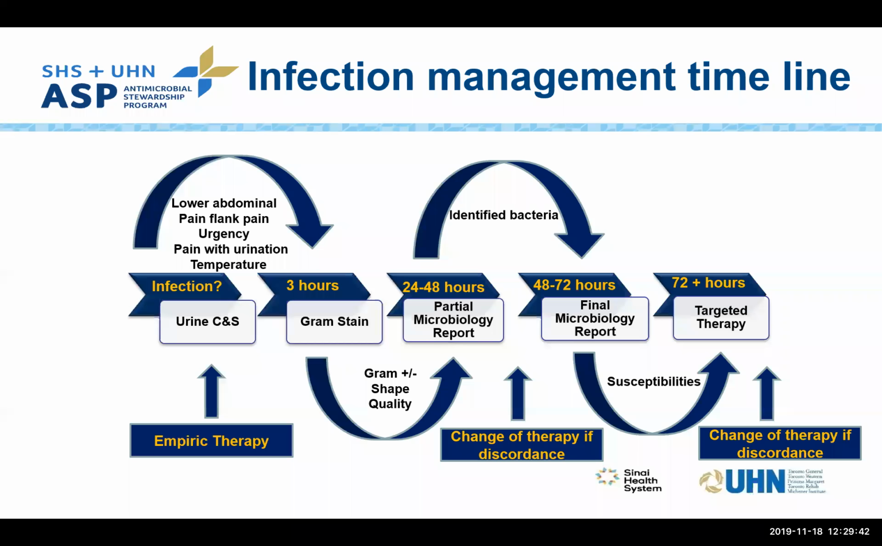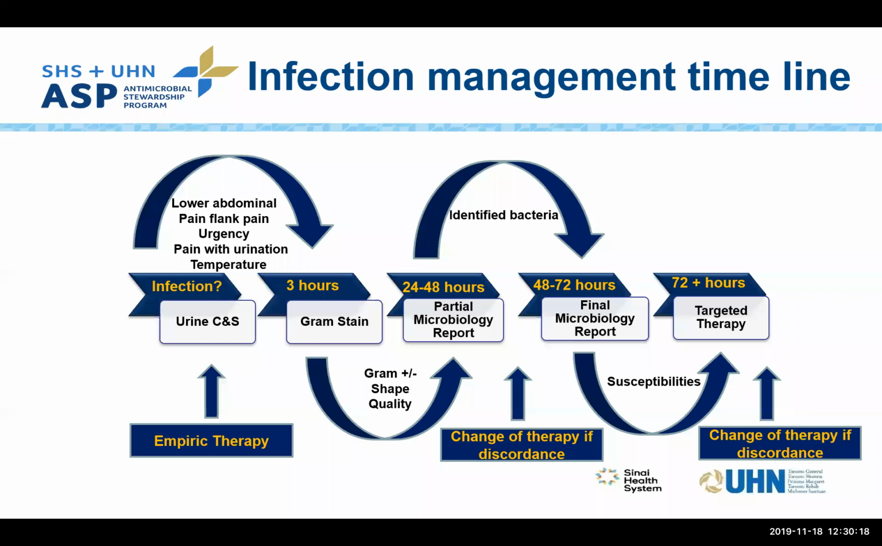So if we have a patient with lower abdominal pain, flank pain, urgency, pain with urination, and the patient is febrile, and we're thinking that this patient has a urinary tract infection, most likely our prescribers will start empiric therapy and will ask for urine cultures and sensitivity to be sent. I'll stress the importance of collecting this urine culture, when possible and safe to do so, prior to starting the antibiotic therapy.